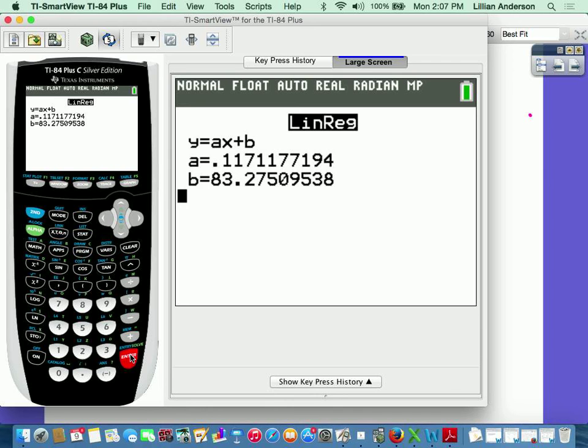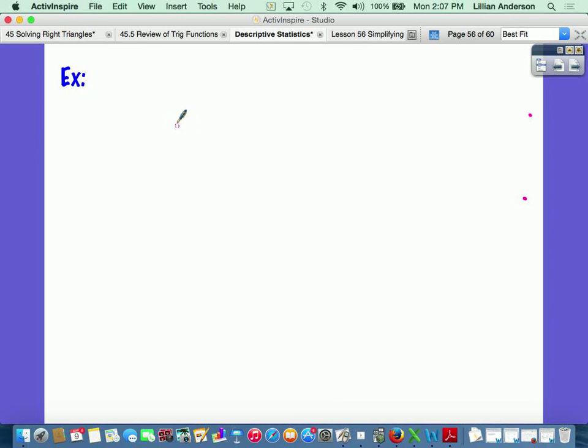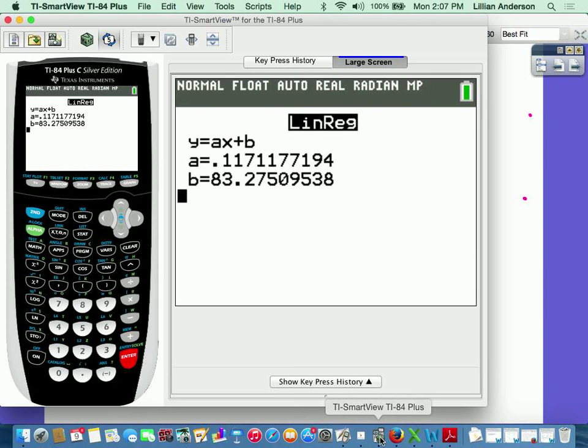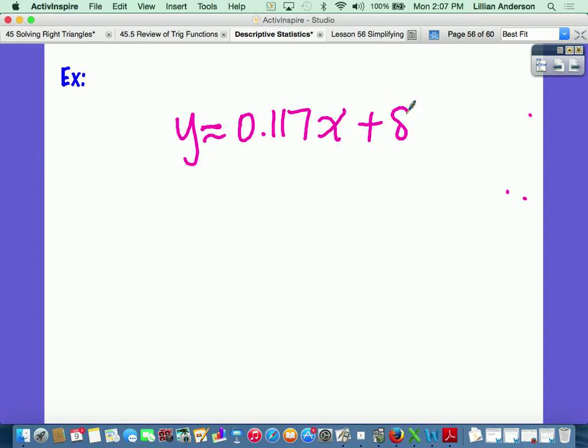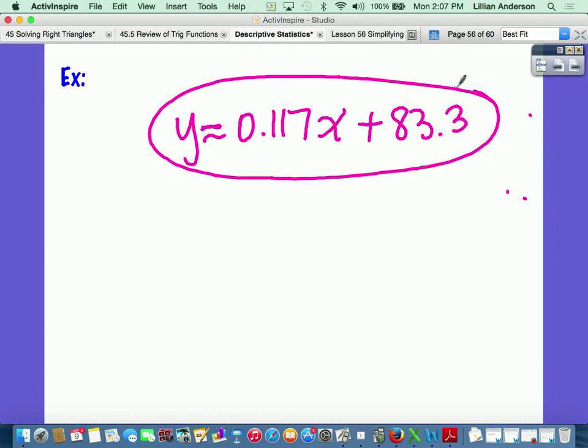Now, recently I've had the tendency to not type in the right thing. Okay, so my slope is this, 3 sig figs, so it's going to be y equals about 0.117x plus 83.3. And there's my line of best fit. Yay.